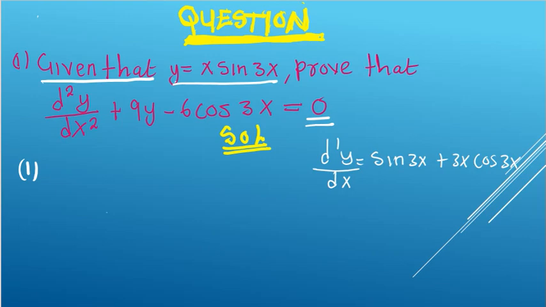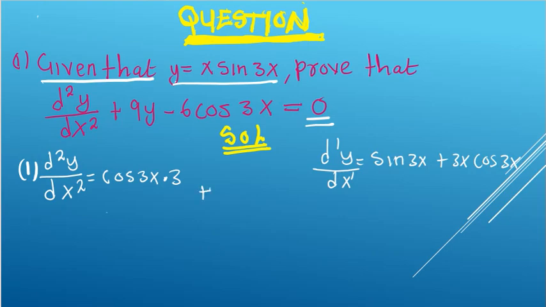All right. So we're going to find d2y over dx2. So this is going to be d2y over dx2 is equal to, so what is dy/dx of sine 3x? Dy/dx of sine 3x is simply cosine 3x multiplied by 3.